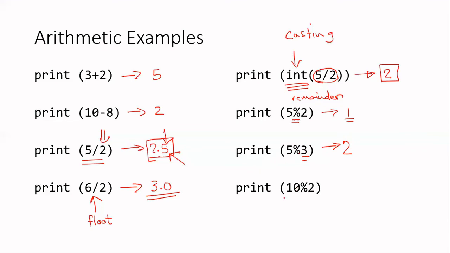Let's look at one more example. 10 modulus 2. How many times can 2 go into 10? 2 can go into 10 5 times. And what's the remainder? There's no remainder. So 10 modulus 2 will give you 0. So this is how modulus works. It's an operator, and it gives you the remainder after doing the division.